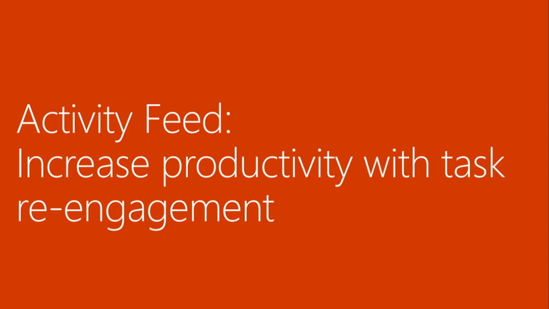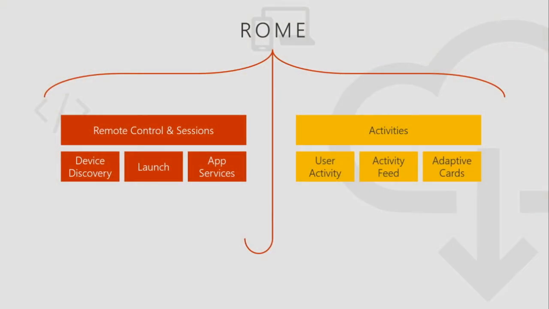So as Tej just mentioned, Project Rome is comprised of the remote systems and sessions aspect of it on the left, and then the activities portion on the right. The goal behind activities is to enable you as the app developer to send activity signals for things that are relevant for re-engagement from that user at a later point in time.